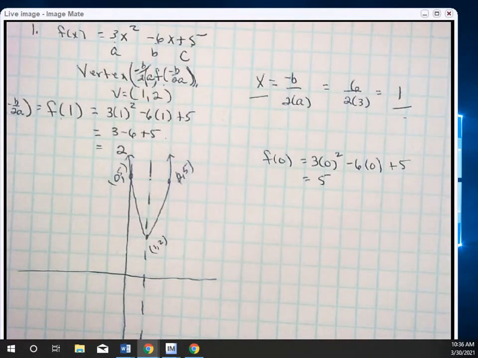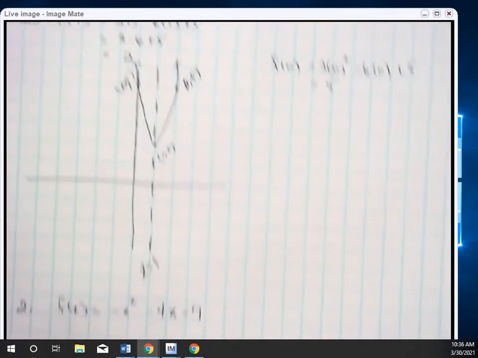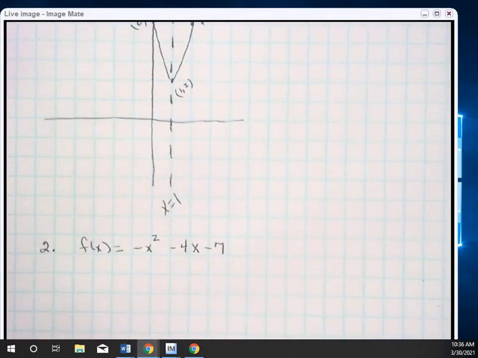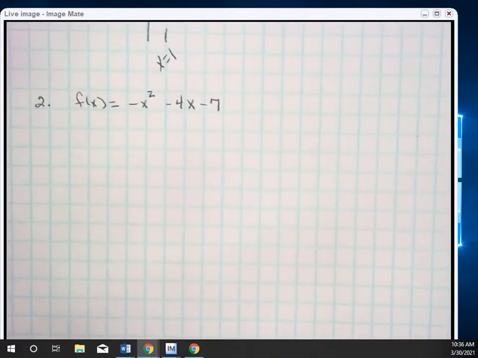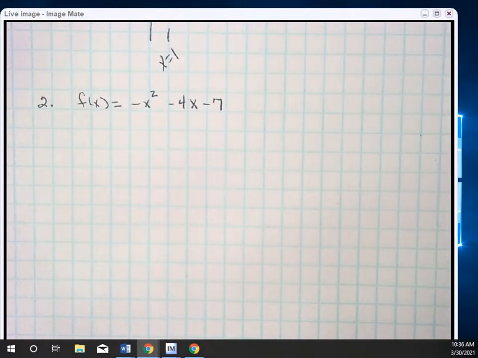So let's try the other example. On 2, we have f of x equals a negative x squared. What does the negative in front of the x squared do? It reflects it. It turns it upside down, a reflection over the x-axis.